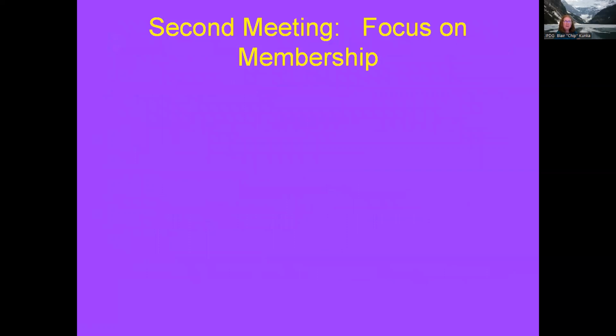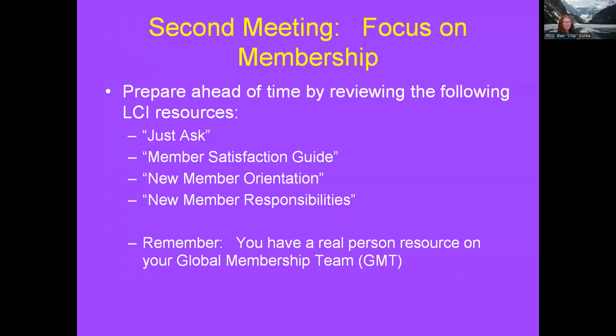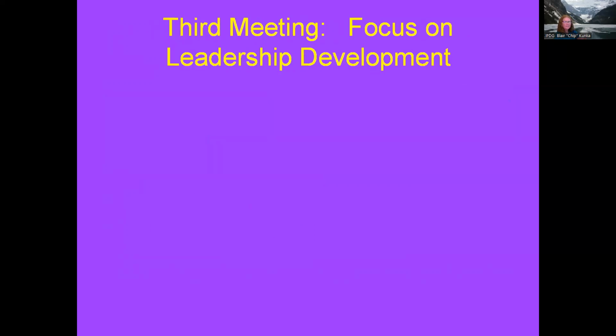Now, at the second meeting, when your goal is to focus on membership, there are resources for that as well. You can prepare ahead of time by reviewing Just Ask, Membership Satisfaction Guide, New Member Orientation, and New Member Responsibilities. Remember, you have a real person resource on your global membership team. For this year, District 35I, the global membership team leader is, well, I'll come back to that.